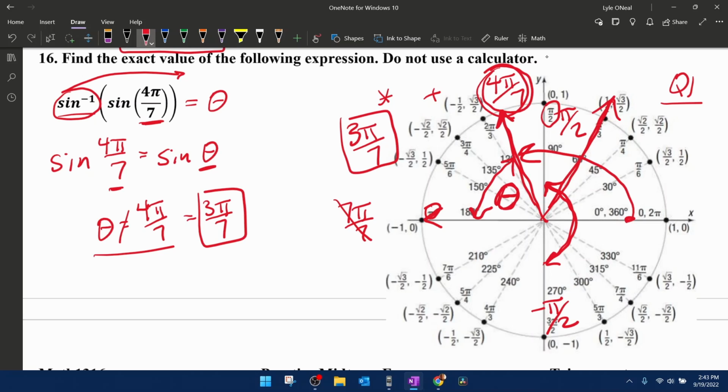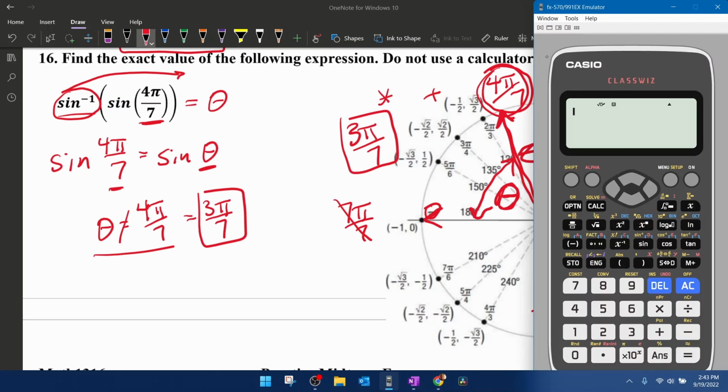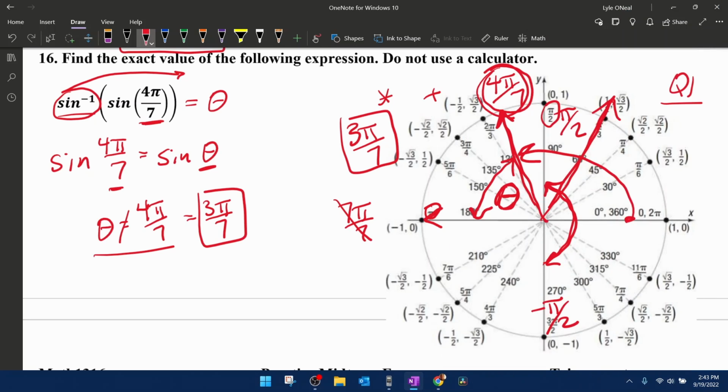And sine in quadrant 1 is positive. Now we can verify that with the calculator. Here we go. We want to do the inverse sine of the sine of 4 pi over 7. And again, with the Casio ClassWiz, that will verify straight out that you do get 3 pi over 7 as the correct answer. But you're going to have to show your work and explain how you got it.